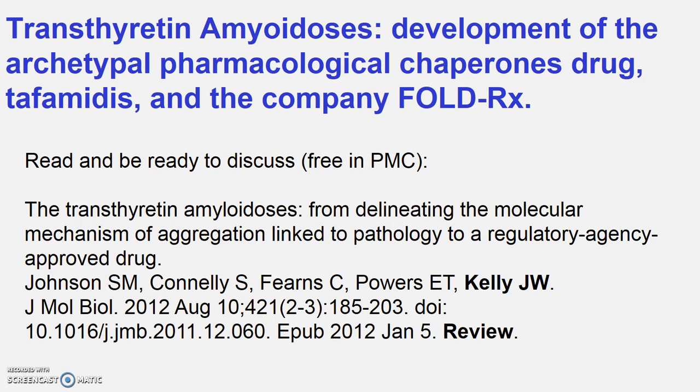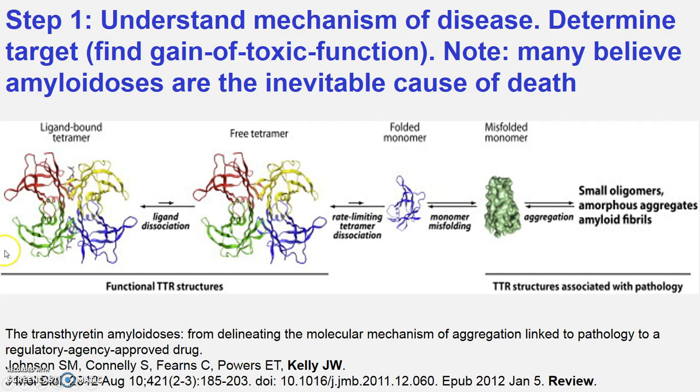Now I'm going to take you on only a snippet of an amazing story by Jeff Kelly's group out at Scripps. He has been studying transthyretin for his whole life, and it's the same story I just told you, except it's a tetramer and it destabilizes, and you want to stabilize it. So read this article, The Transthyretin Amyloidoses, from delineating the molecular mechanism of aggregation to a regulatory agency approved drug. The idea is if you have a tetramer with the ligand, it's going to stabilize.